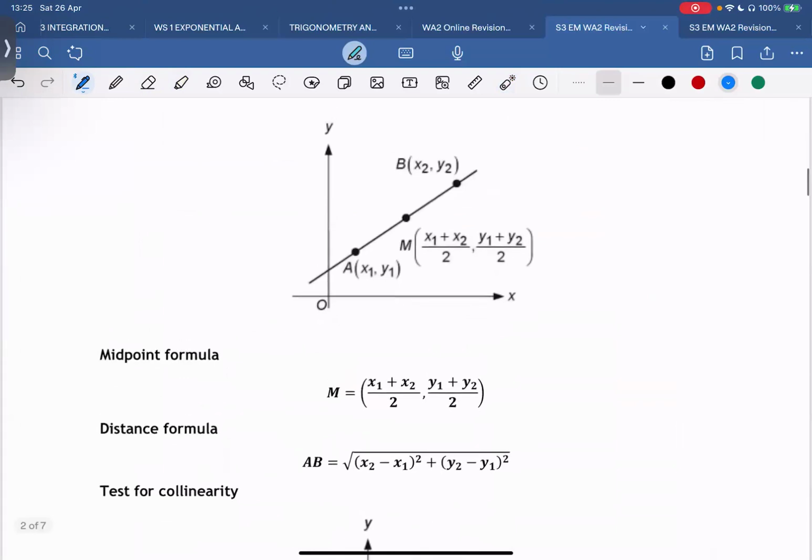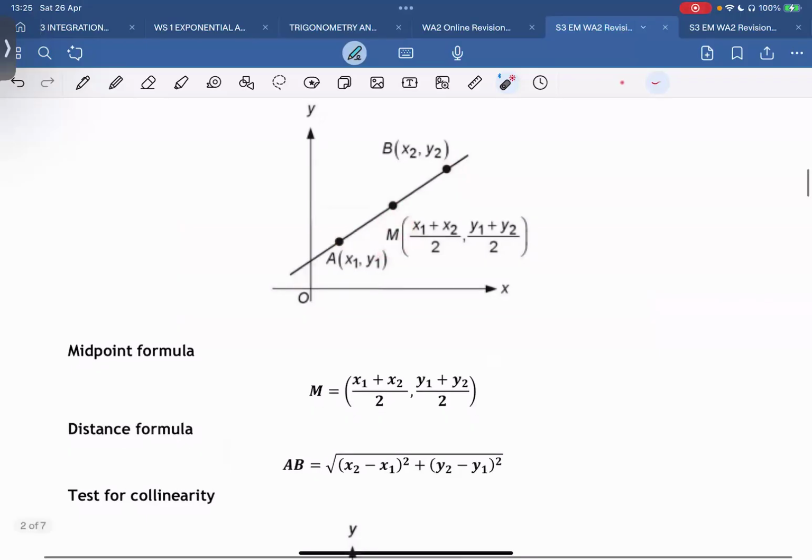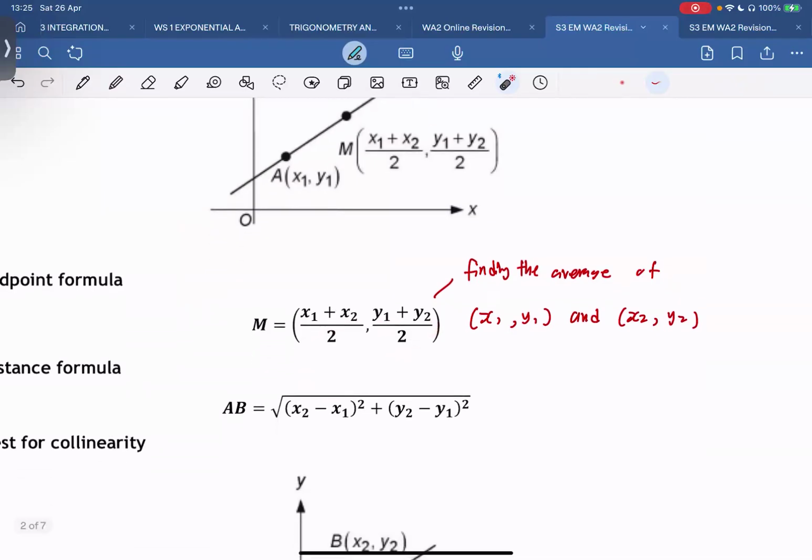Okay, next is our midpoint formula. So given the coordinates of point A and point B, in order to find the coordinates of the midpoint, which is M, all we have to do is to take the average of their x coordinate and y coordinate respectively. So if you look at this formula, all we are doing is finding the average of x1, y1 and x2, y2. For the first one, we take x1 plus x2 divide by 2. And for the y coordinate, we take y1 plus y2 divide by 2. So nothing too complicated here.